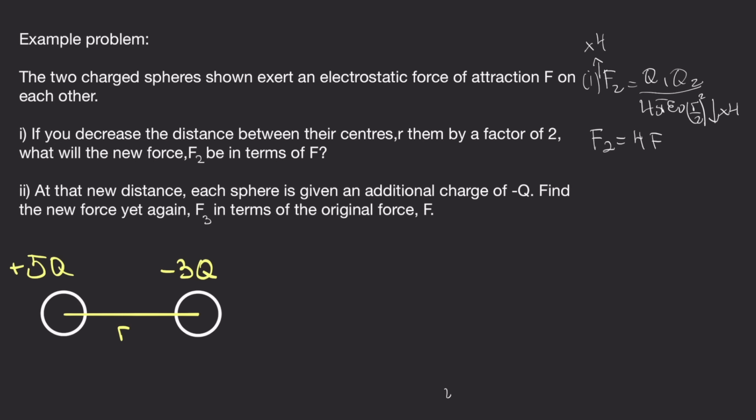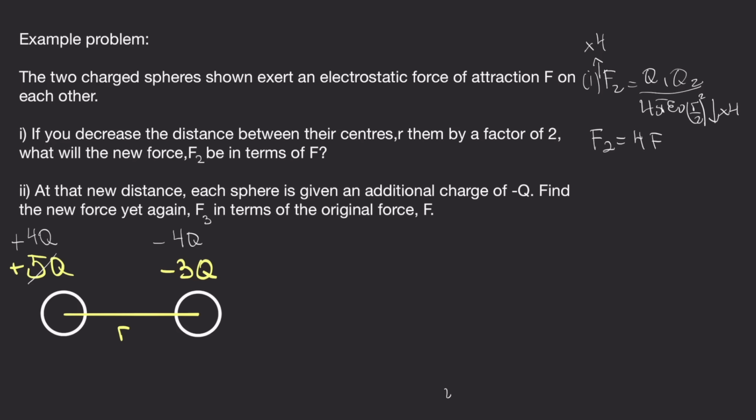Part 2, at that new distance, each sphere is given an additional charge minus q. Okay, so this means that the charge on this one is going to be plus 4q, because 5q take away the new charge, minus q, is 4q. But then this one here will turn to minus 3q, and then minus an additional one will be minus 4q. Find the new force, yet again, F3 in terms of the original force F.